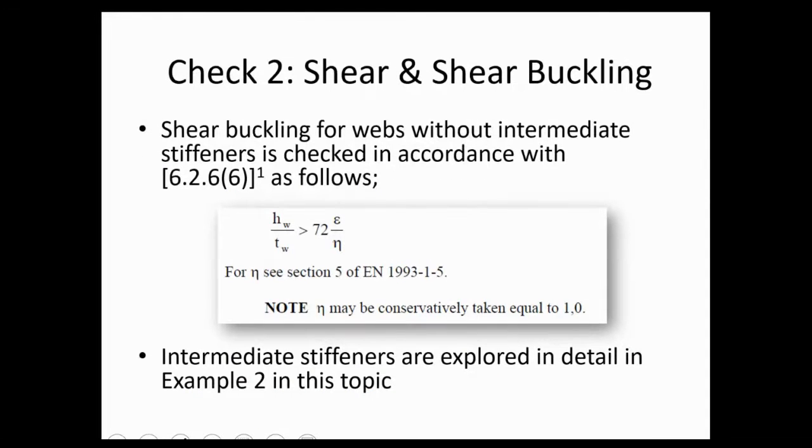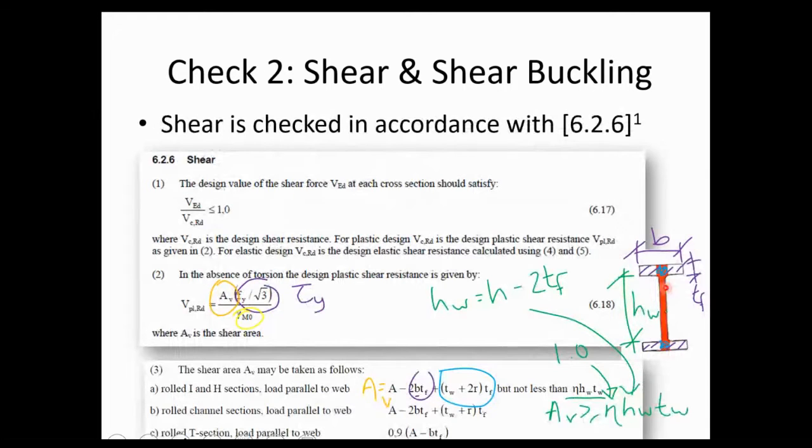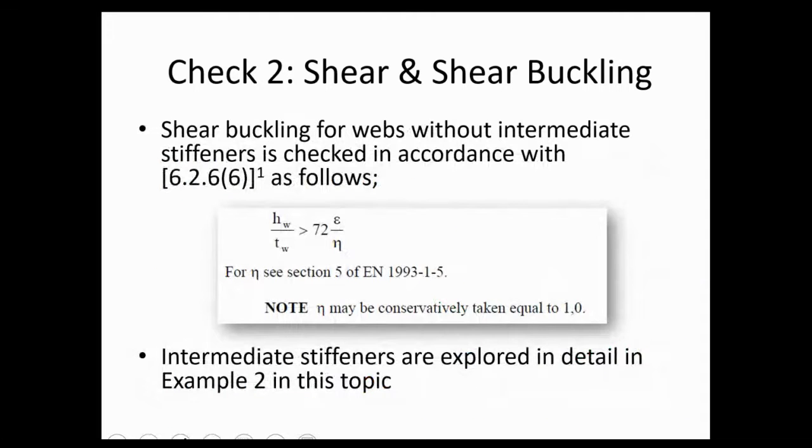We also have to check for shear buckling. So shear buckling for the web. So we have the web over here. We don't want that web to locally buckle out here as a result of the shear force on it. So we have to check to make sure that this member isn't overly slender, that it doesn't buckle out sideways. So the shear buckling check for webs without any stiffeners is checked in accordance with clause 6.2.6 part 6 in Eurocode 3 part 1.